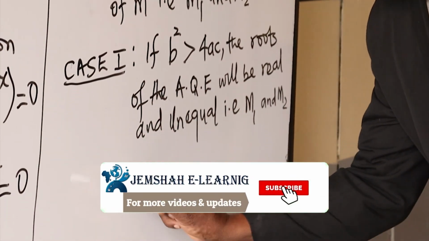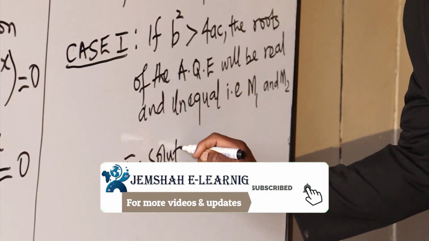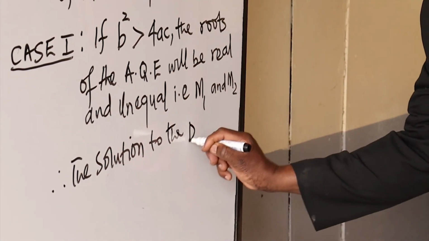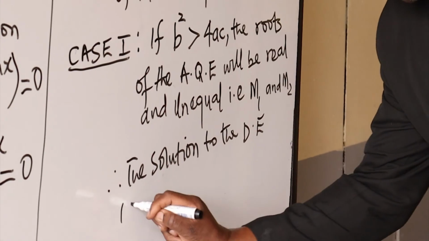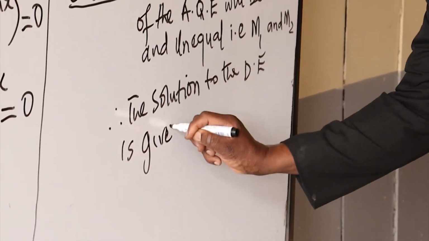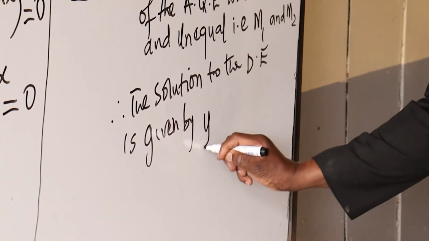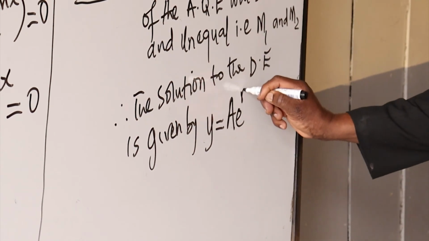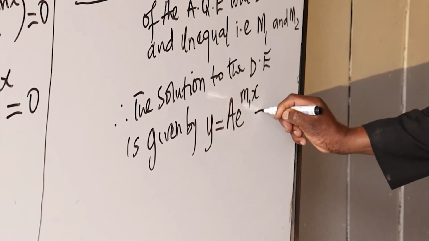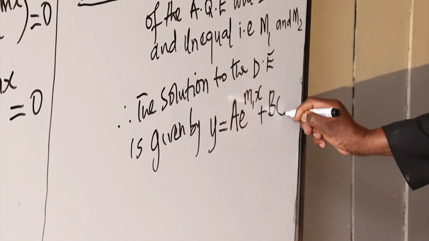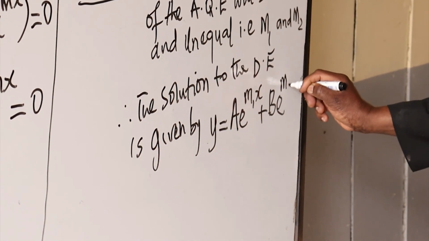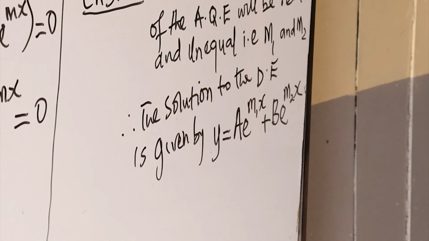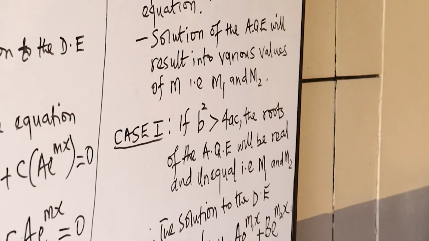Therefore, the solution to the DE is given by y is equal to A e power M1x plus B e power M2x, where capital A and B are arbitrary constants.